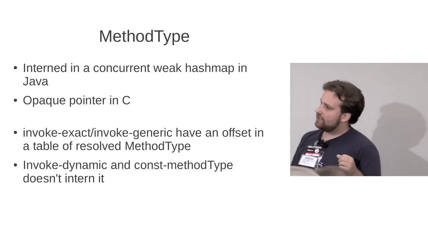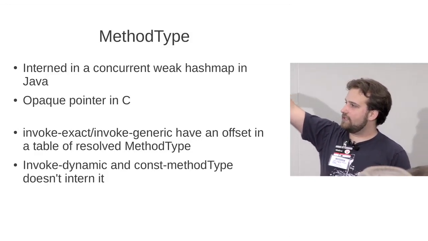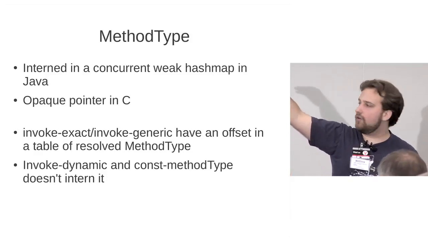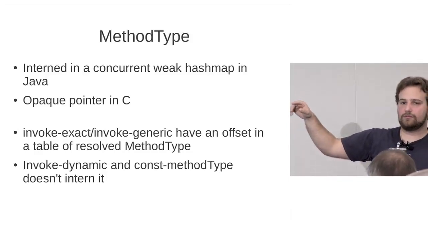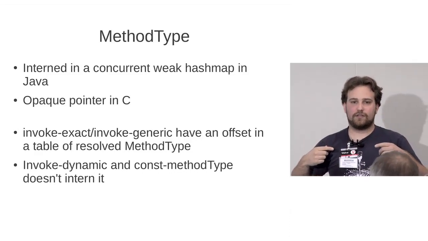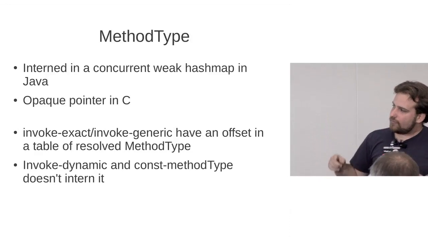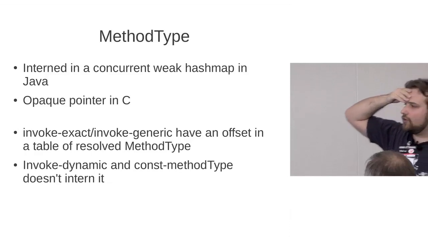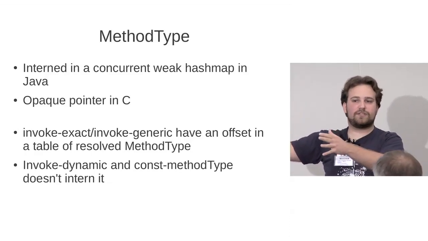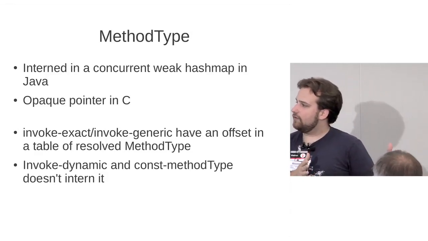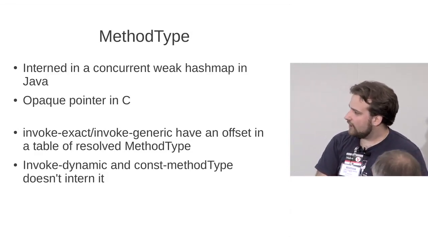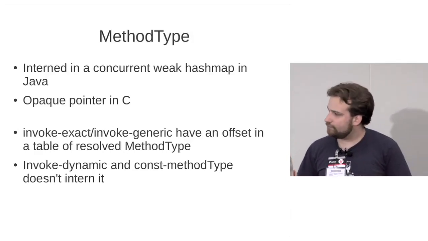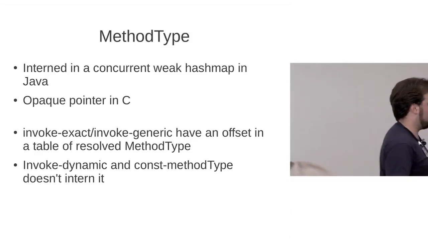The method types are interned in Java, and are opaque pointers in the VM because we just have to check if they match. For Invoke Exact and InvokeGeneric, we can resolve the method type and store it in the particular table. But we don't have to do that for InvokeDynamic because it's called just once.